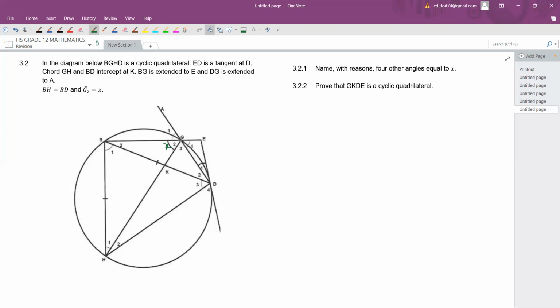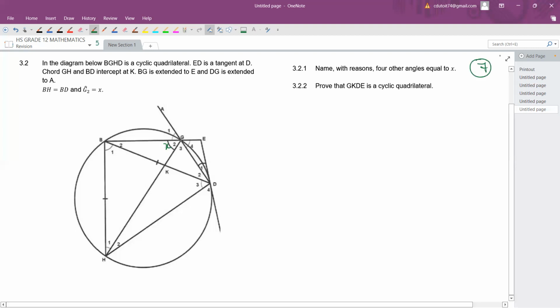So they tell you that G2 is X, and we need to find 4 other angles equaling X with reasons. That's awesome, because that's 7 marks. So Ilani, you can start trying some of them. There's also a tangent ED, and BH equals BD. That's on the drawing. You tell me when you finished, Liam.